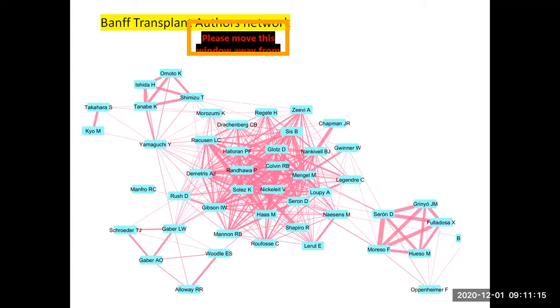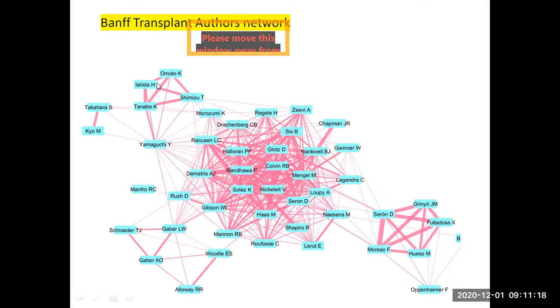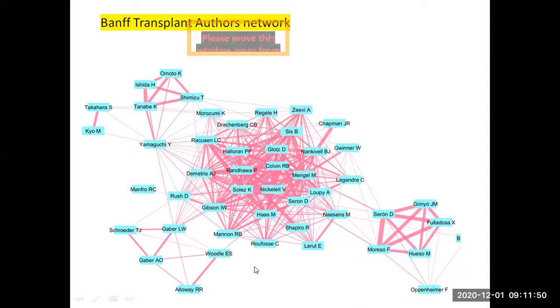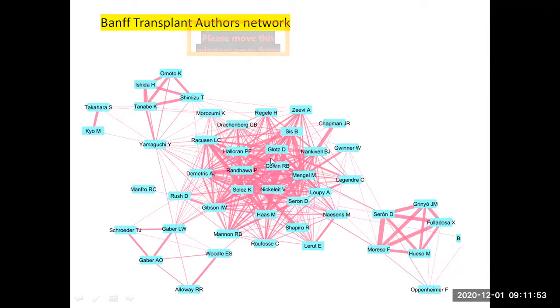We can see here that the same Japanese names appear, Takahara and Kyo, that were there in Kim's network. Then here is Kim's name with Dr. Mengel and many other authors in this large network. And there is another network here of some authors. And then there are also other small networks of collaborations, authors in this area.